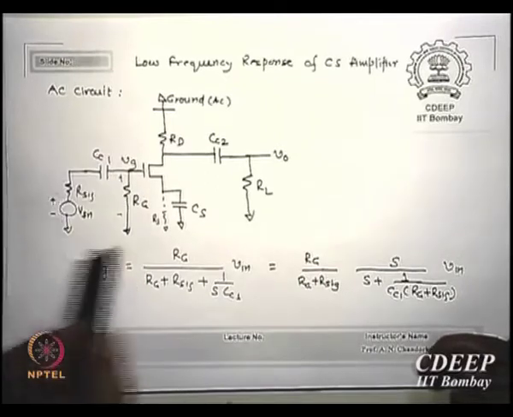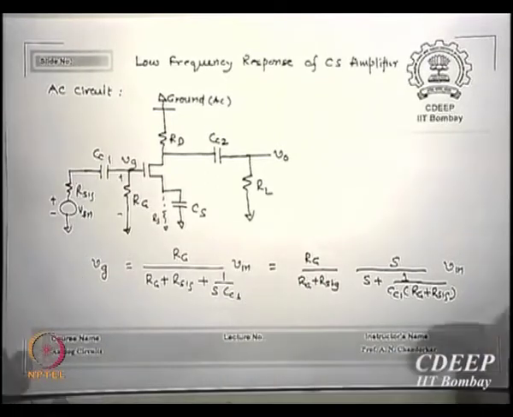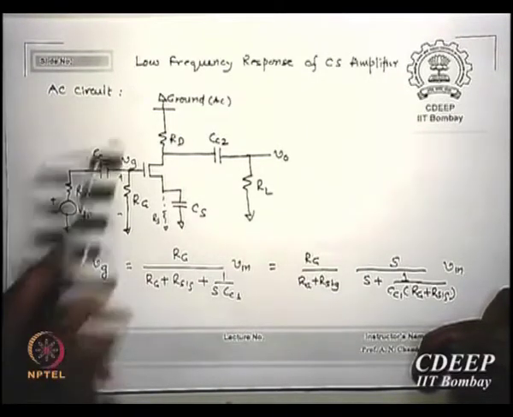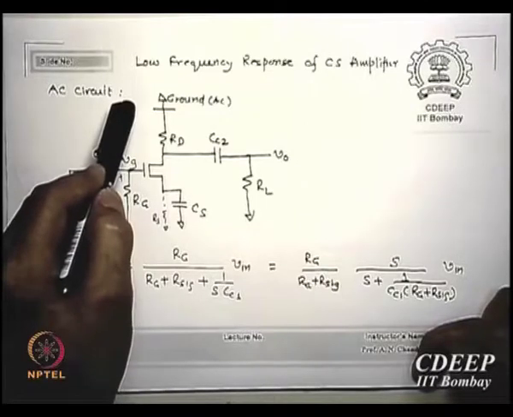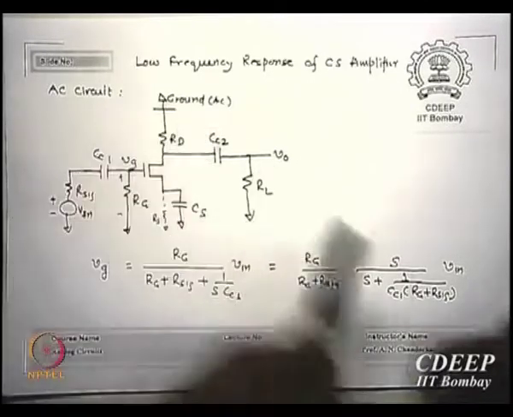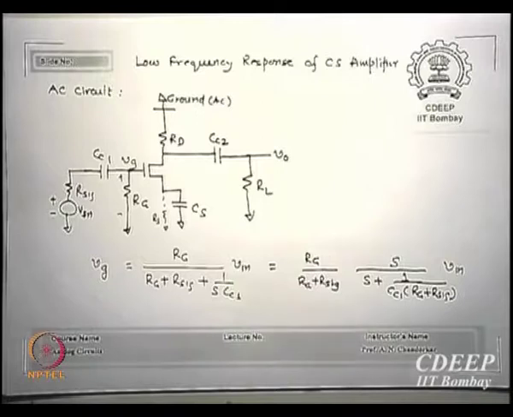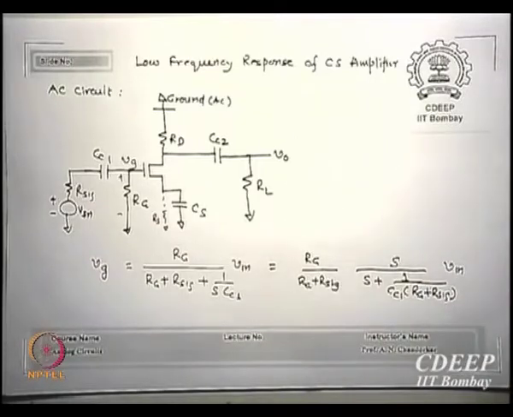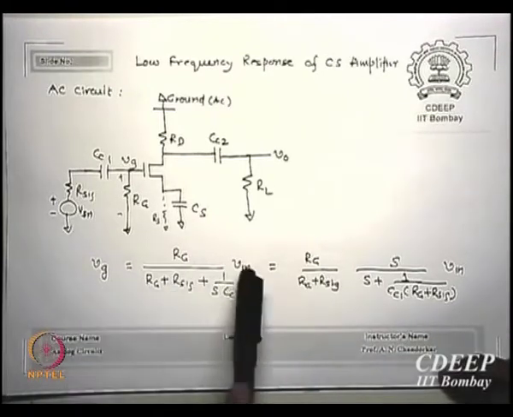Look at this part, Rg1 parallel Rg2, but that is same as equivalent Rg, because the other terminal will go to the AC ground. Rg1, the second terminal is also going to the AC ground. Rg2 also, the other terminal is going to the ground. So both are in parallel anyway, so they are equivalent, okay. So this Vg is Vn.